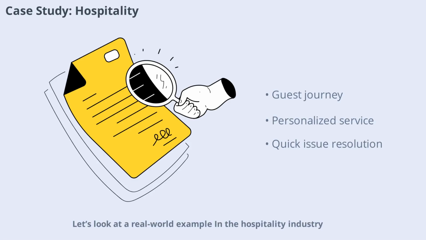In the hospitality industry, service blueprints are used to map the guest experience from booking to checkout. By visualizing every touchpoint, hotels can identify ways to reduce wait times, personalize service, and resolve issues quickly. This leads to higher guest satisfaction and repeat business.